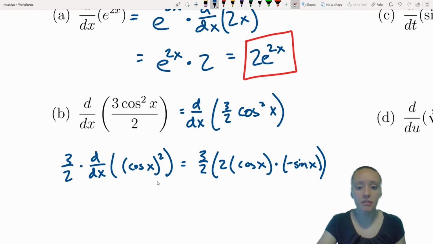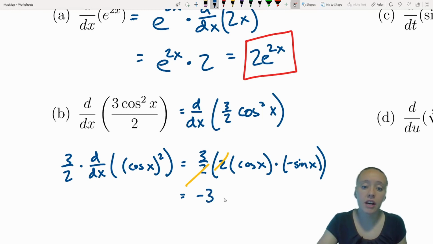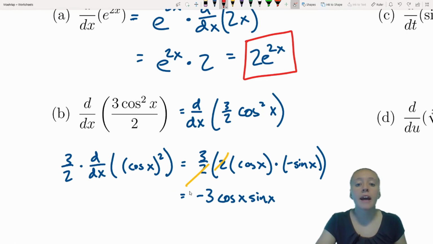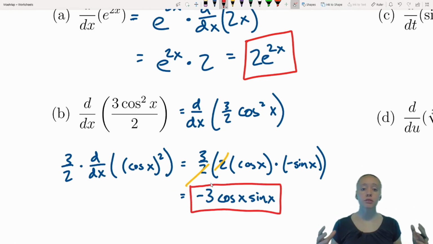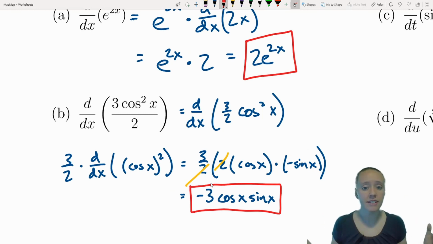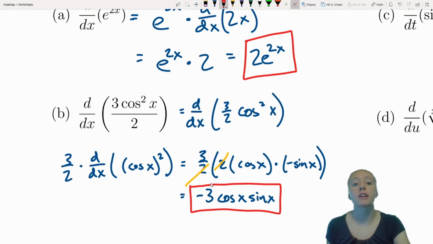So let's go ahead and simplify this down. You can see that my 2 will cancel out with the 2 in the denominator to leave me with a negative 3, pulling that negative out in front, negative 3 cosine of x sine of x. And this should be the same exact result that you got when you did the product rule, except doing the chain rule was a lot easier. We just used the power rule, then made sure to multiply by the derivative of that inside, and then simplified it down. Let's move on to part C.